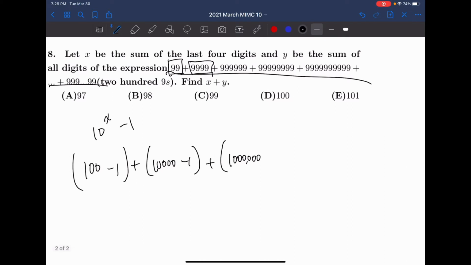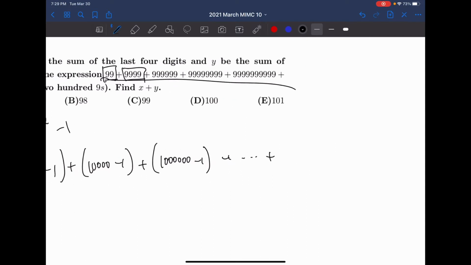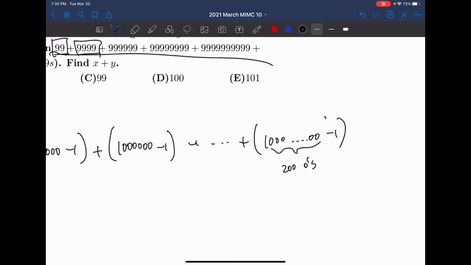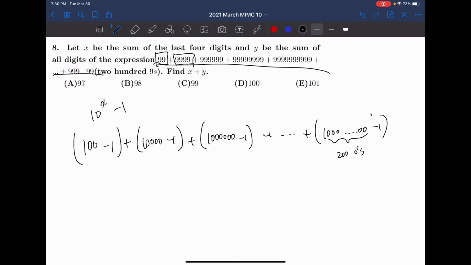That's 6 zeros, a million times 1 minus 1, and then plus all the way to 200 nines. Notice that 200 nines correspond to 200 zeros instead of 200 digits, which you may think would be 200 digits including the 1, but it's actually excluding the 1. 200 zeros minus 1. And we need to calculate the number of terms in this.